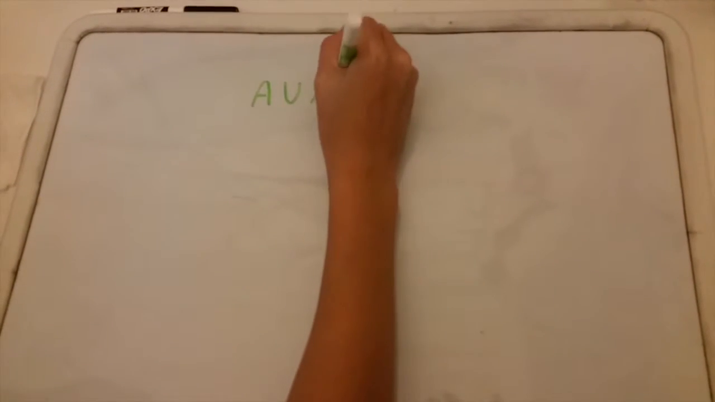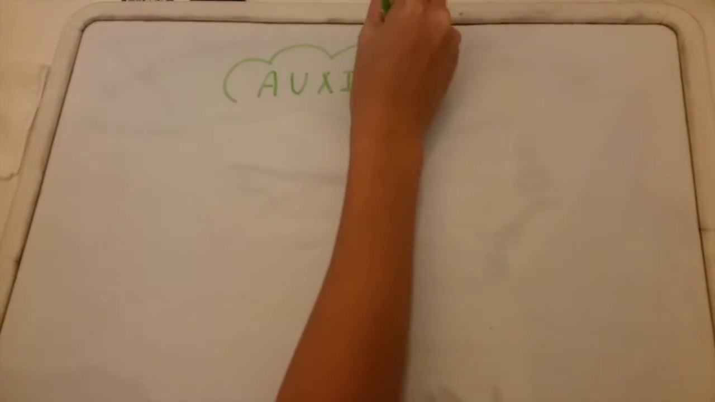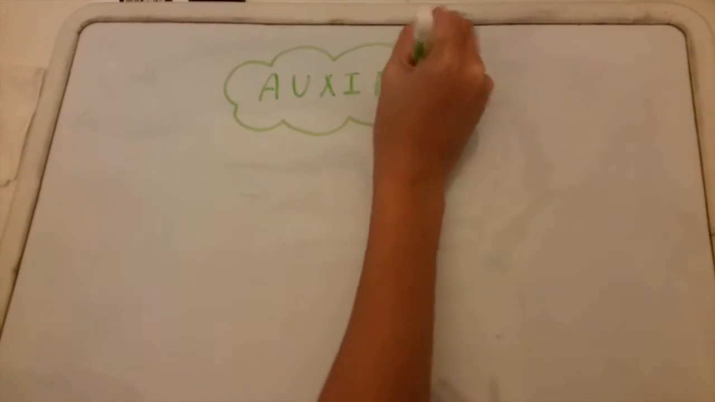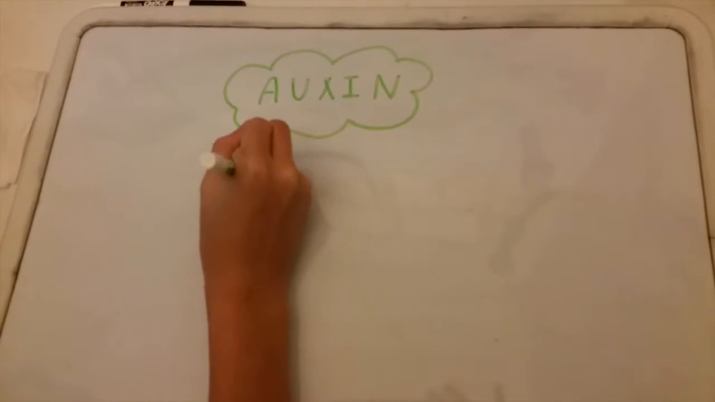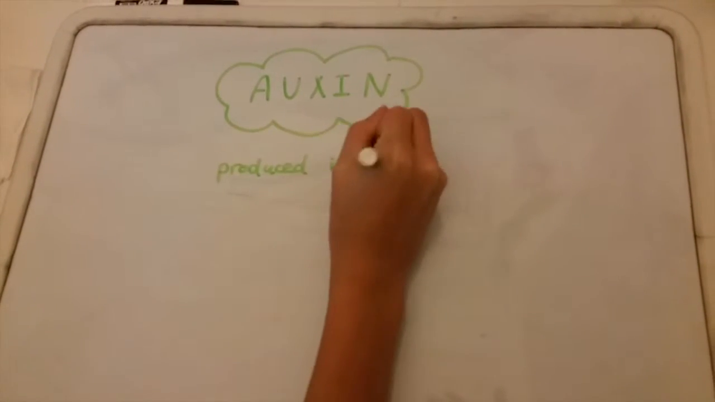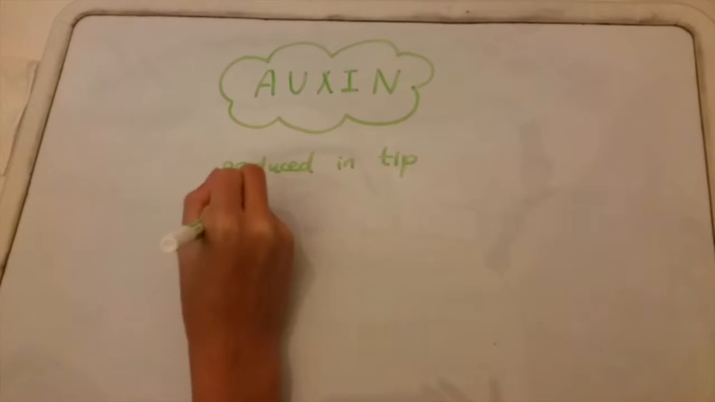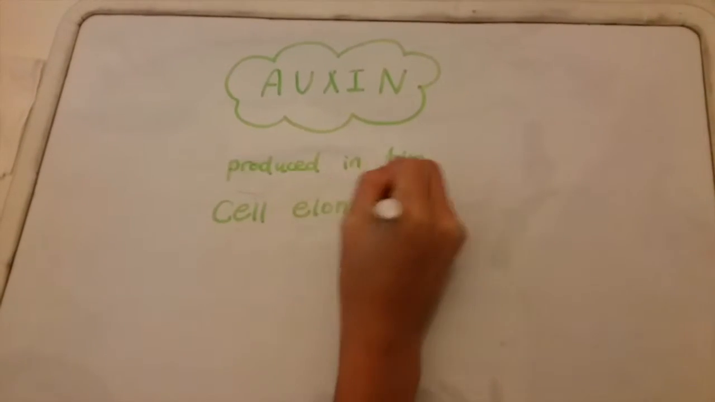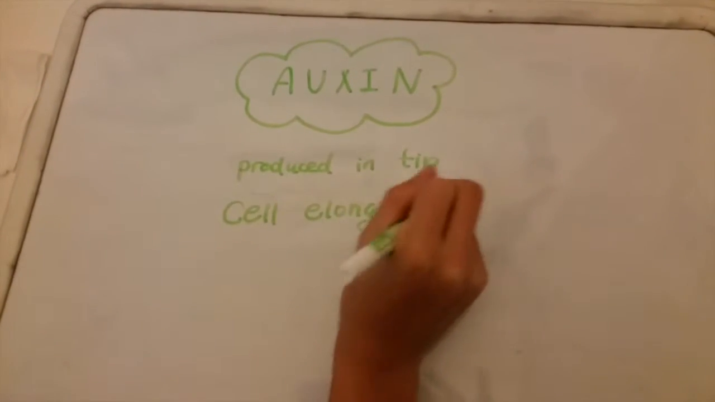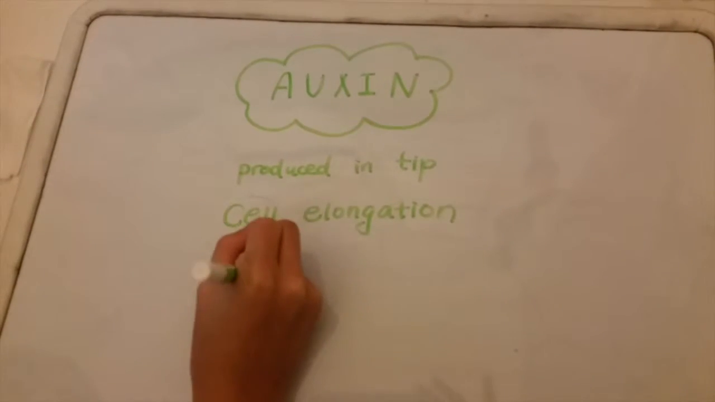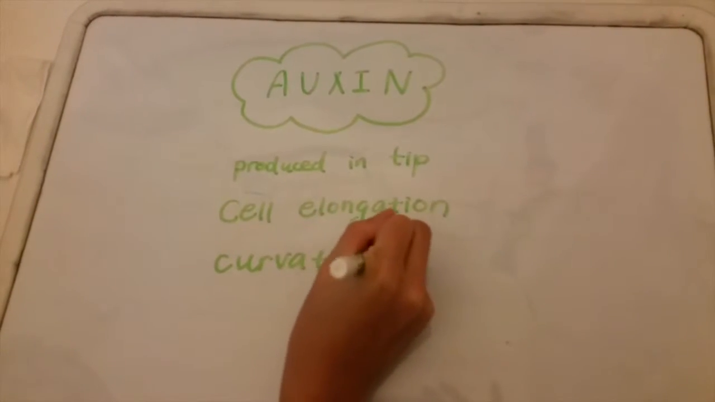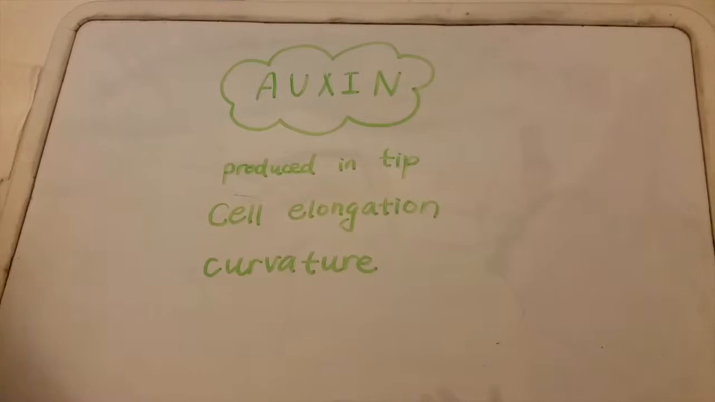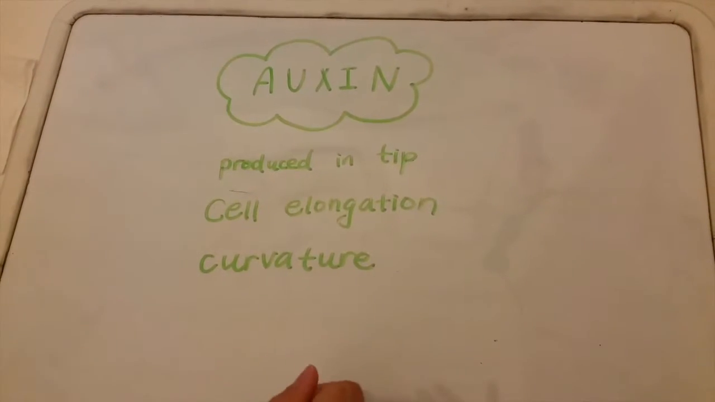Let's move on to auxin. Auxin is a plant hormone produced in the stem tip that promotes cell elongation. It moves laterally away from light and becomes concentrated on the shaded side, causing curvature in the plant.